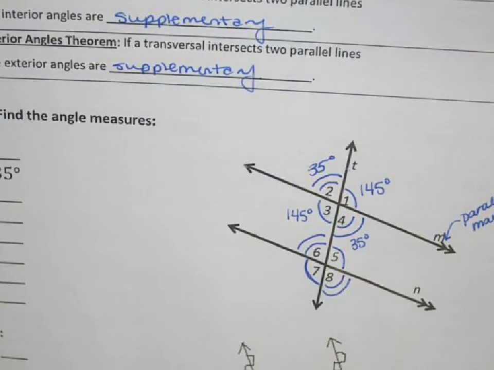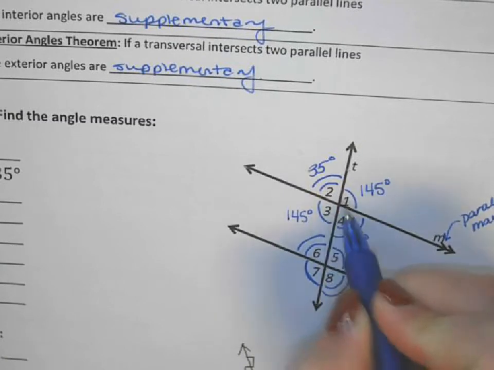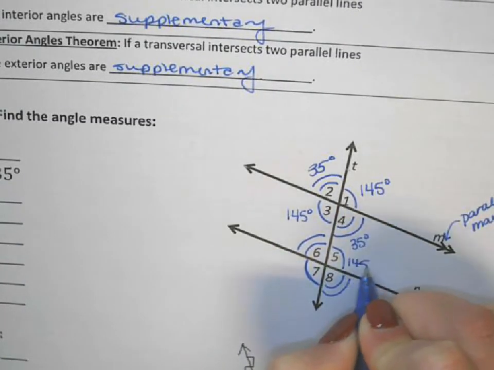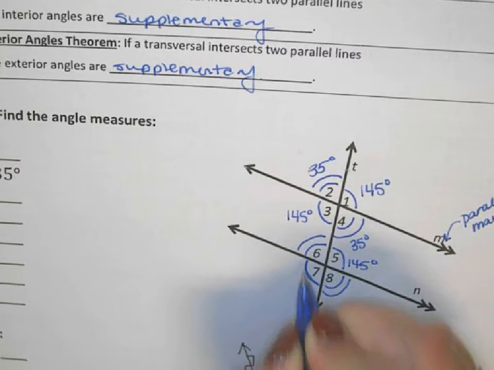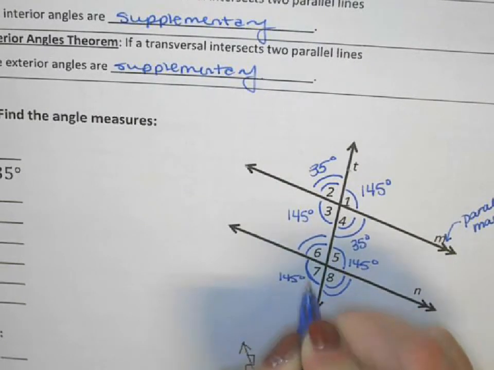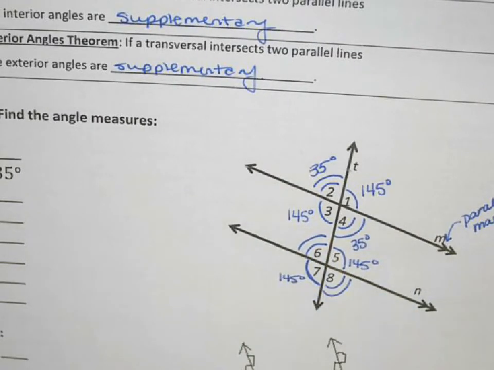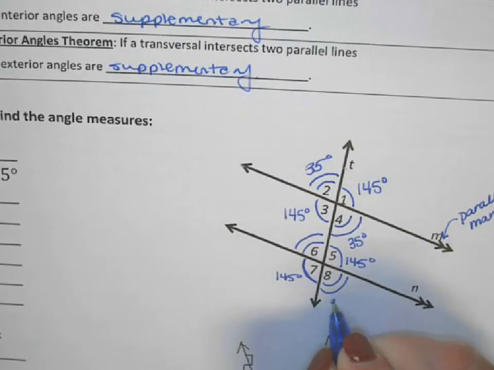You could use any of those theorems that we just learned to identify the angle measures for 5, 6, 7, and 8. What does 5 have to be? 145. That's a single arc, so look at your single arcs up here. This one would be 145. This single arc would also be 145. What are the double arcs going to be? The 35.